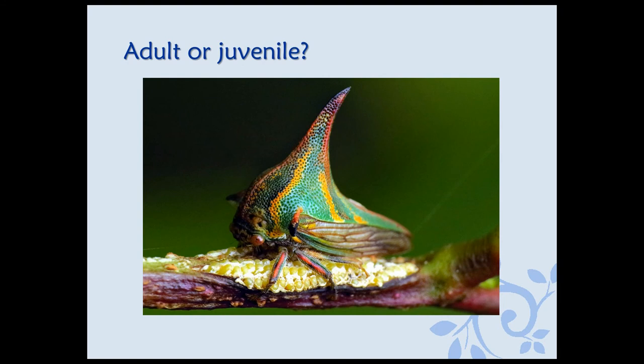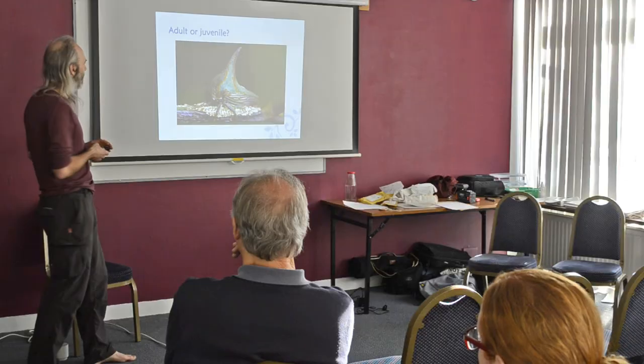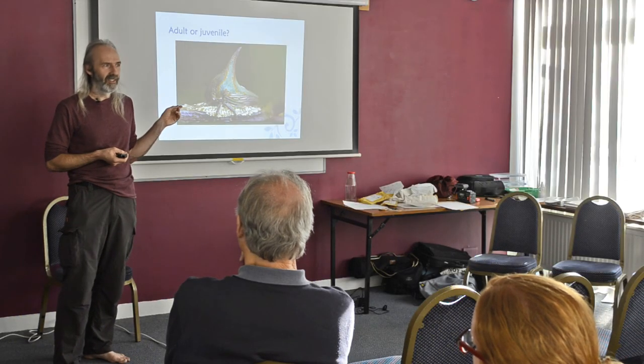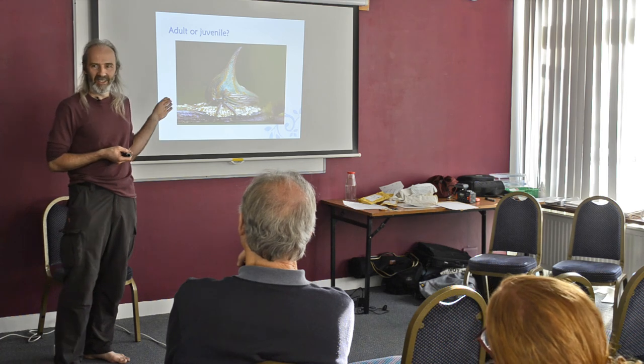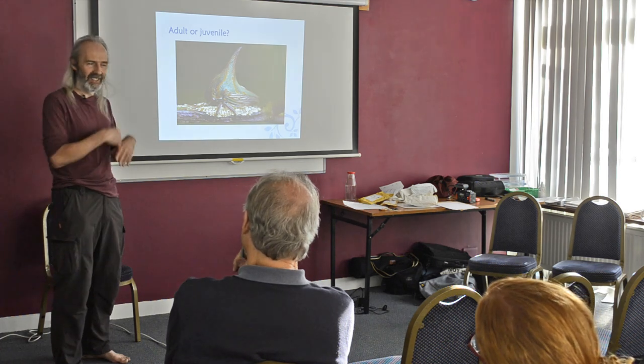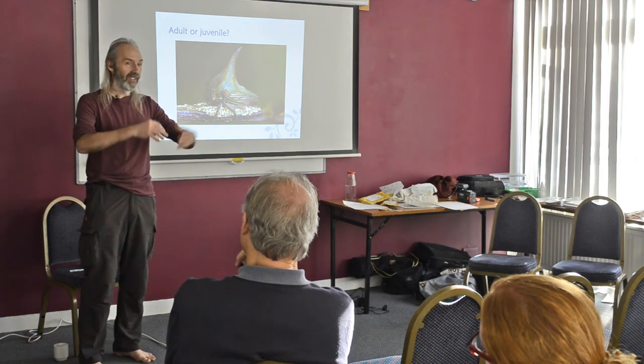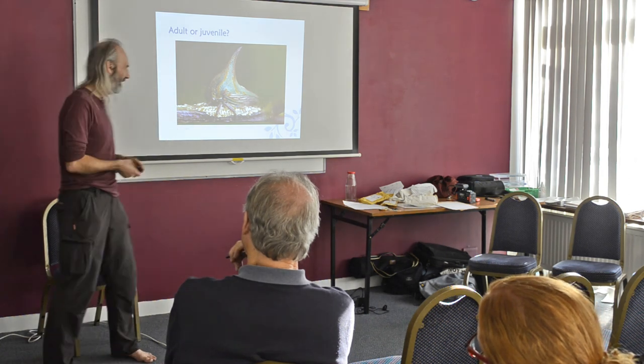And of course, if we only see things for a snapshot in time, we don't have a sense of really what we're looking at. So this is a fairly unfamiliar thing. Some of you may know what this is. Any ideas? It's called a thorn bug, and it looks like a thorn. Part of its camouflage is to be on branches and look like it belongs to the thing itself.